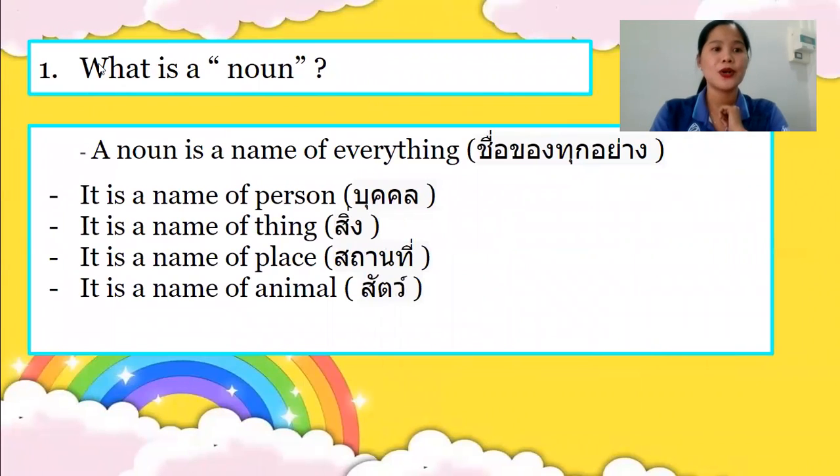So question number one, what is a noun? To answer that, noun is a name of everything. It is a name of person, a name of thing, a name of place, and a name of animal. Again, noun is a name of everything. Person, thing, place, animal.